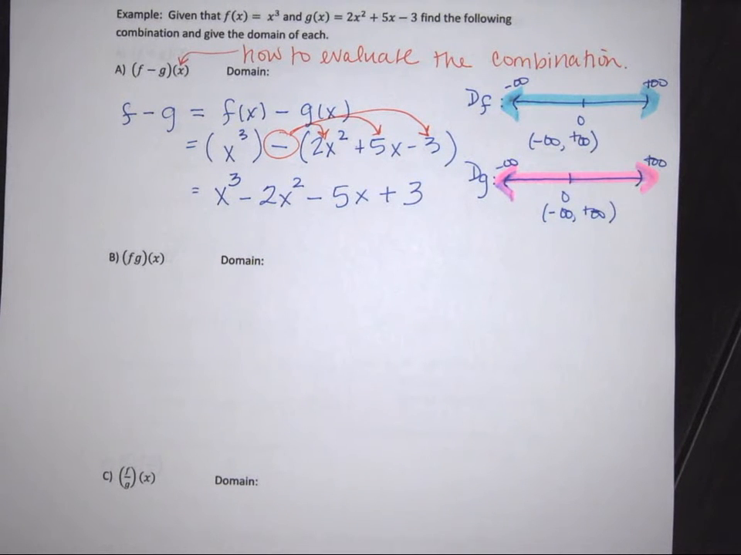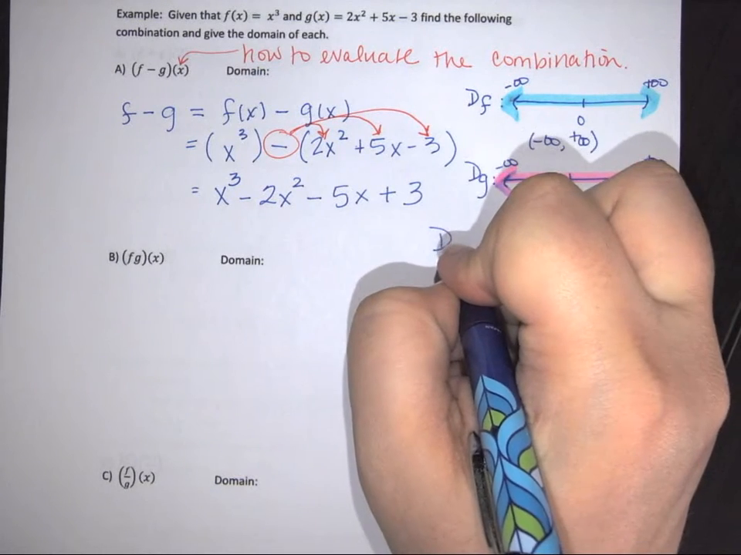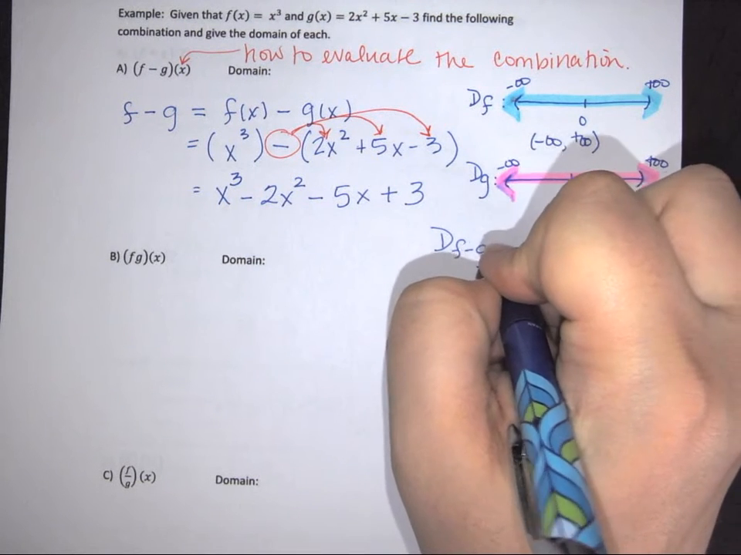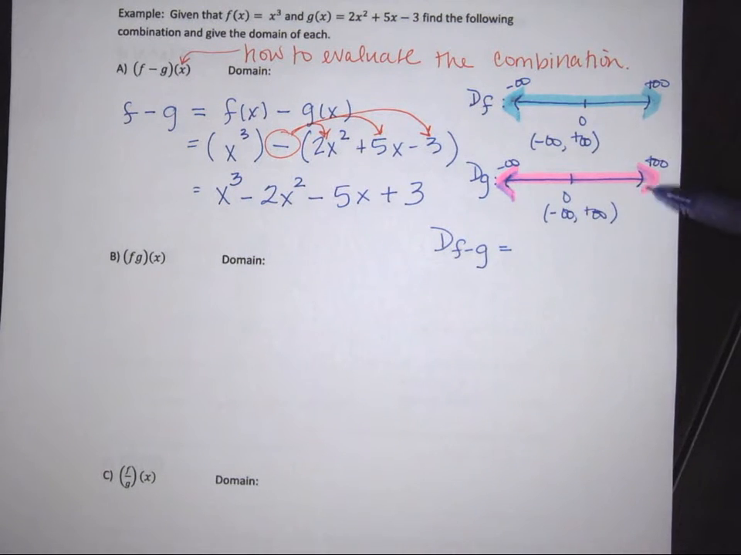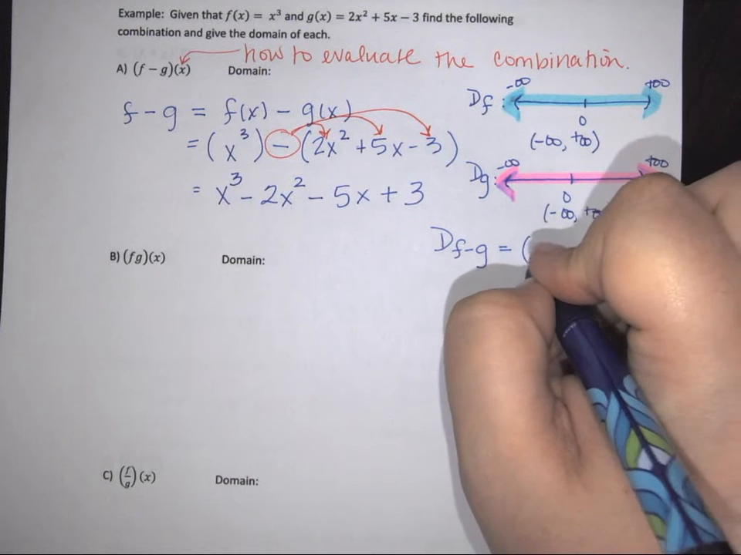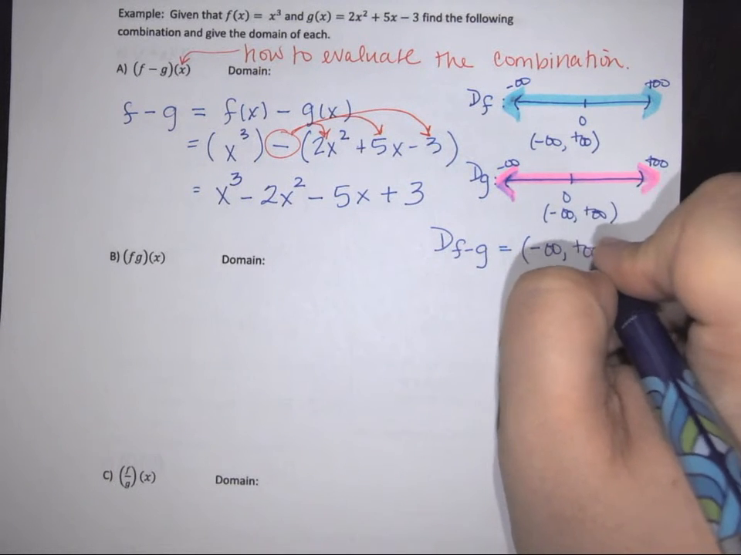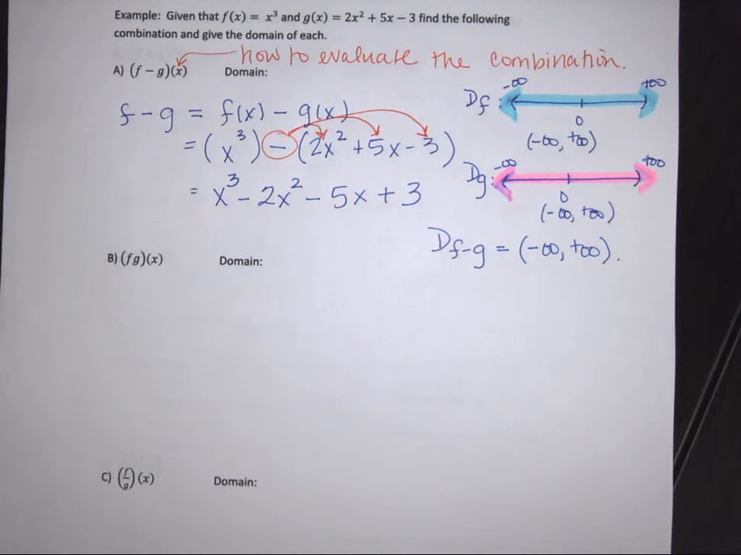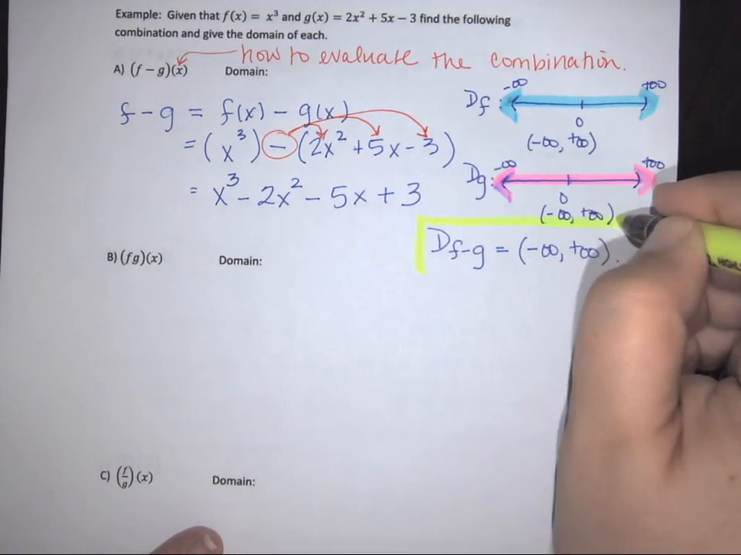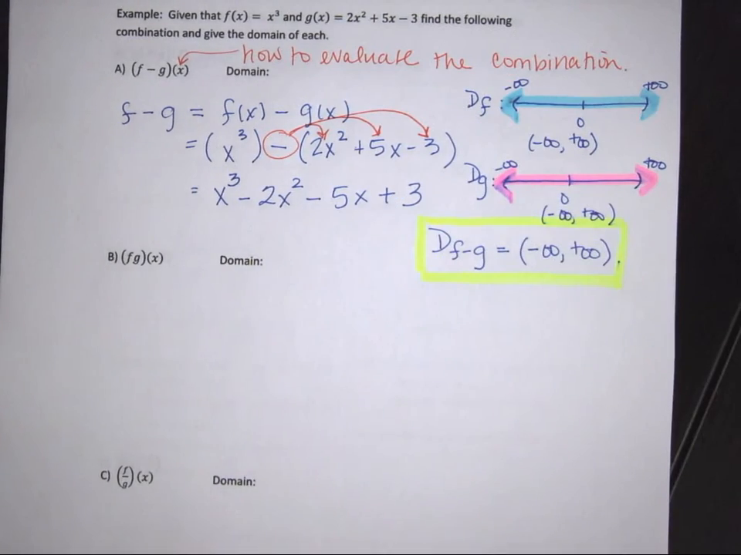So when I look at my overlap, I am looking at where these two number lines coincide with each other. Well, they overlap with each other everywhere. So my domain for f minus g is going to be the overlap between these two, which just so happens to be negative infinity to positive infinity. And that would be the domain that we were looking for right here. So this is the domain of your combination because it is the overlap between your f and your g.